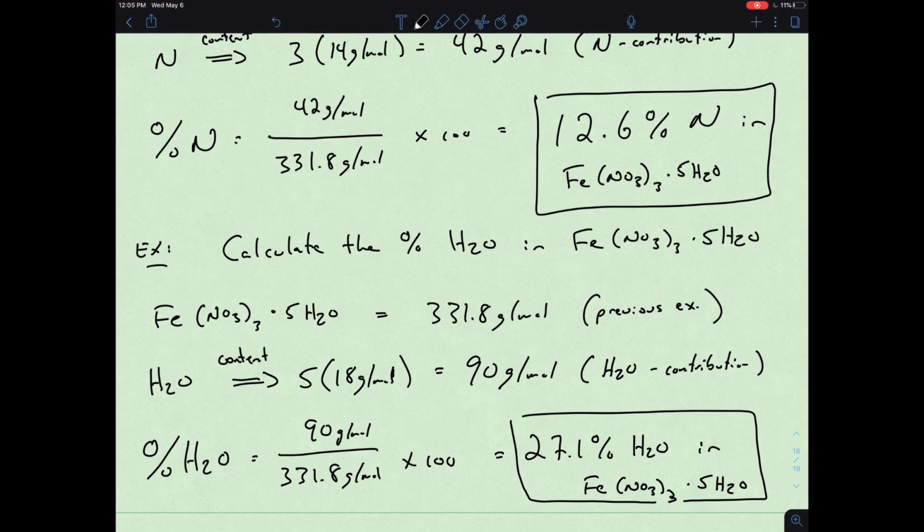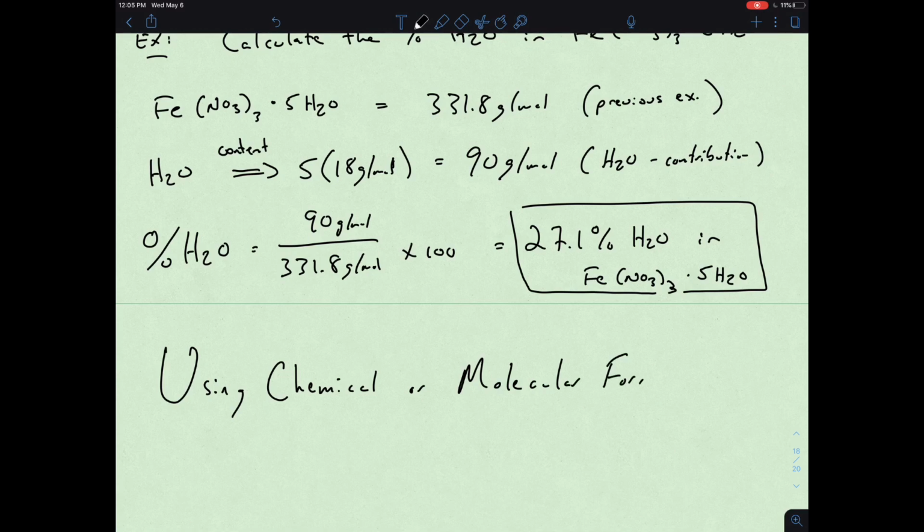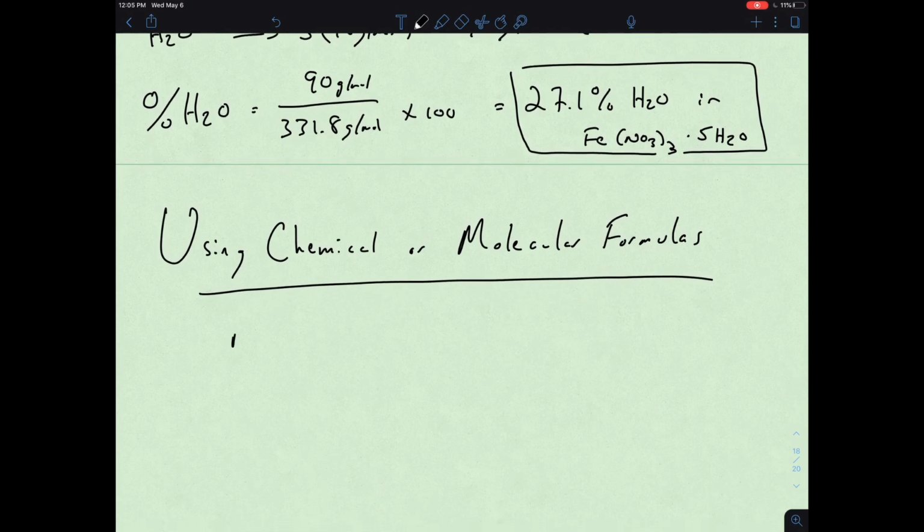Let's look at using these types of chemical formulas, or these ideas of molecular formulas. We started that with this idea of percentage, but we need to now utilize that within an actual calculation. So just realize that the molecular formula is a mole representation.